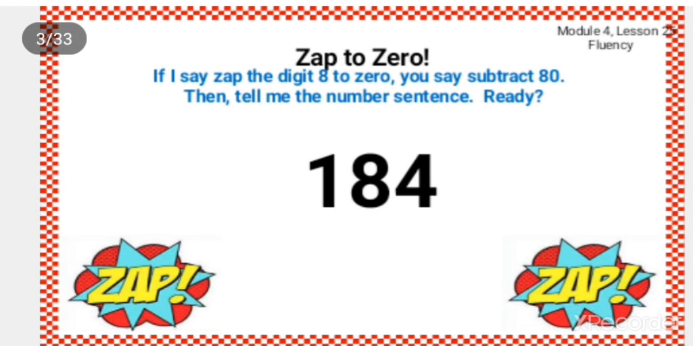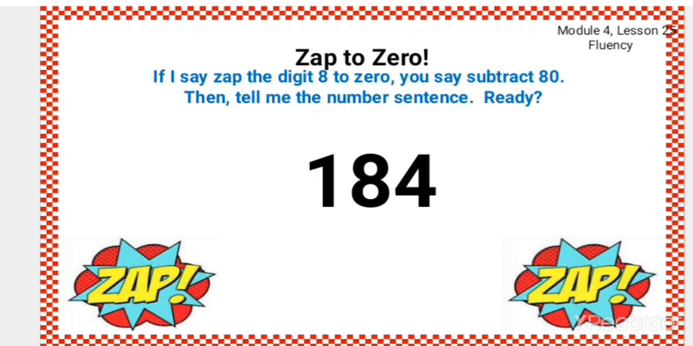Look at the number on your screen, 184. If I say zap the digit 8 to 0, you say subtract 80 because 8 in 184 is in the position of tens in our place value chart. So 8 represents 80, 1 represents 100, and 4 represents 4 ones. So when I say zap 8 to 0, you say subtract 80. Then you tell me the number sentence. Are you ready?